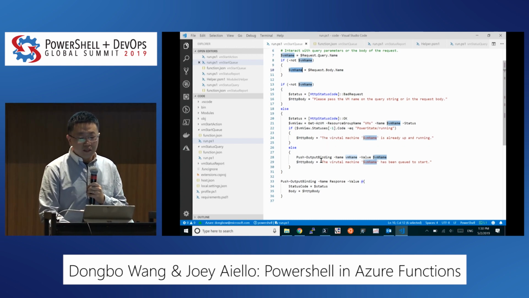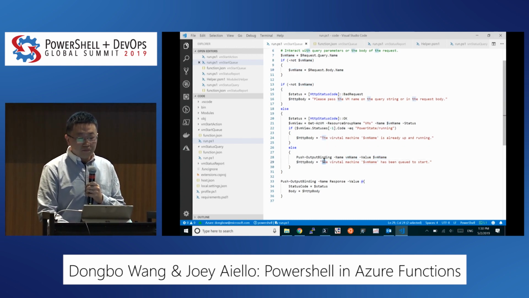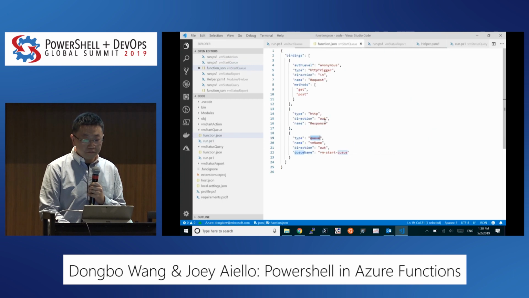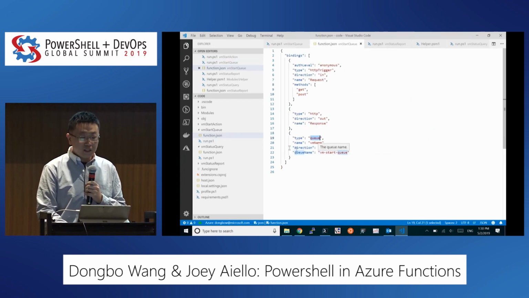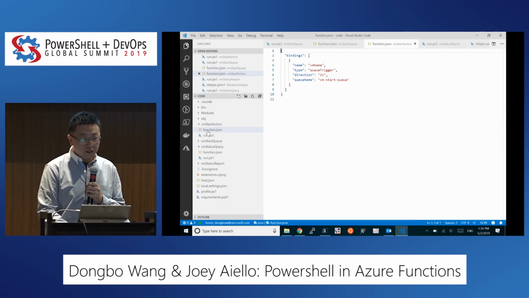If it's not, it's going to push a work item, which is actually the VM name, into the queue. The queue's name is VM start queue. And then this queue item will trigger another function to run, which is the VM start action. Let's take a look at it.